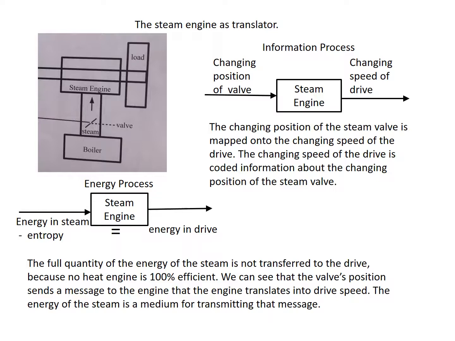On the other hand, the energy process has energy in the form of steam minus entropy equal to the energy in the drive. The full quantity of the energy of the steam is not transferred to the drive because no heat engine is 100% efficient. We can see that the valve's position sends a message to the engine that the engine translates into drive speed. The energy of the steam is a medium for transmitting that message.